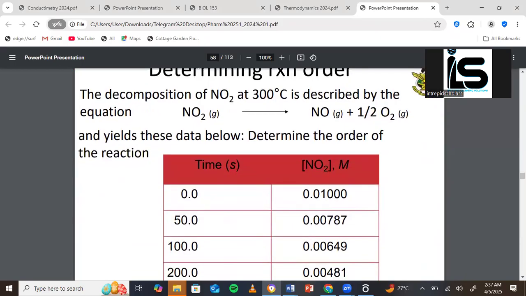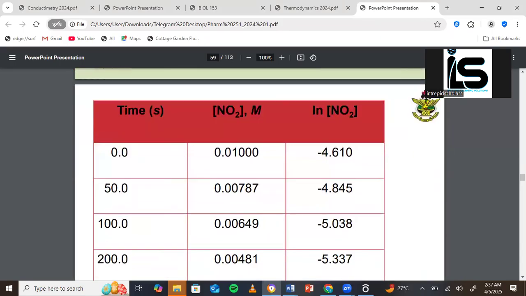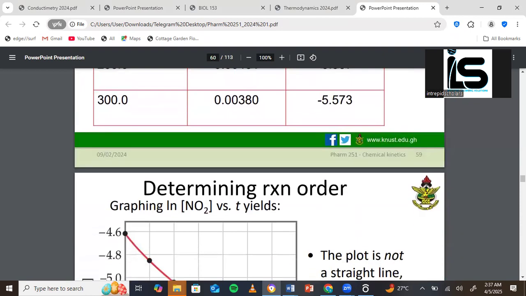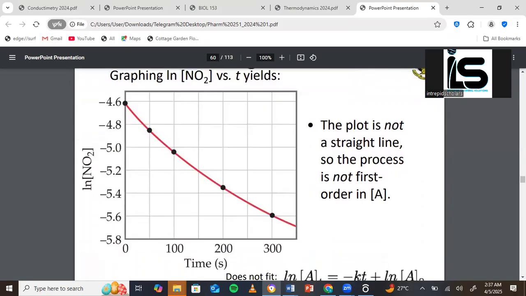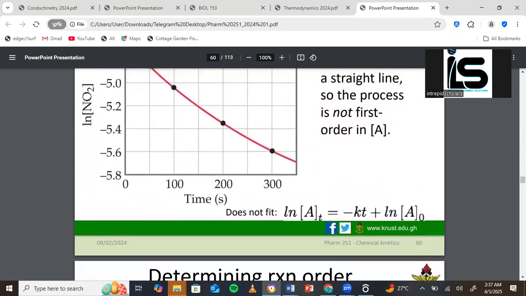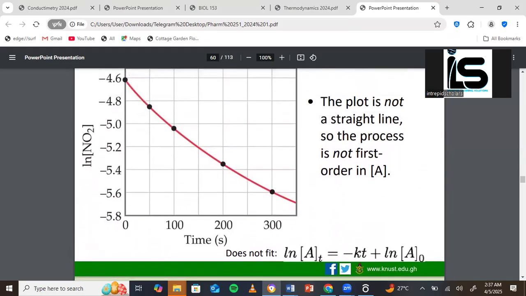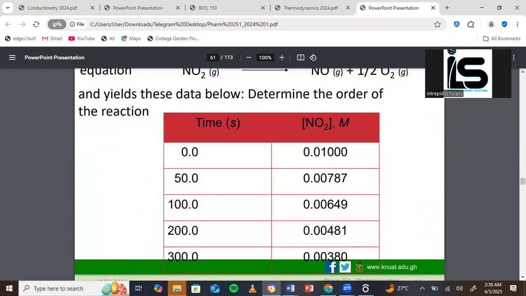So we draw our table and we bring in a new column. These are the figures that we'll get. Now we draw the graph. When you draw the graph, you realize that it's not a straight line, it's a curve. It means it is not a first order reaction. It's not a straight line, it's a curve. So it's not a first order reaction.